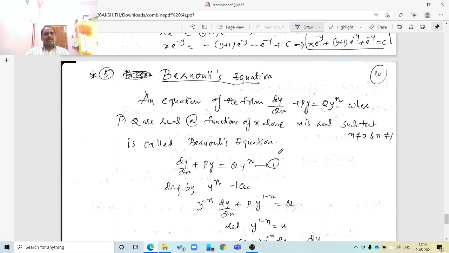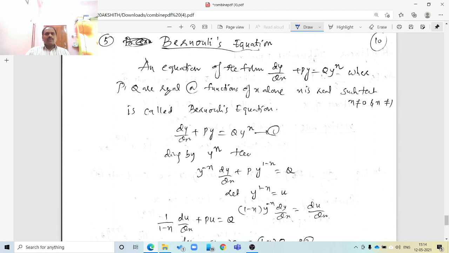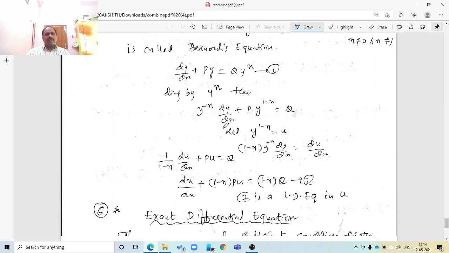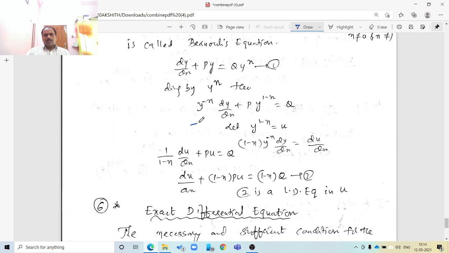Next, the fifth method is Bernoulli's equation. An equation of the form dy by dx plus py is equal to q into y power n, where p and q are real constants or functions of x alone, and n is a real number such that n is not equal to 0 and n is not equal to 1, is called Bernoulli's equation. If the given equation is in this form, you have to divide by y power n. This is the equation we are obtaining after dividing by y power n.